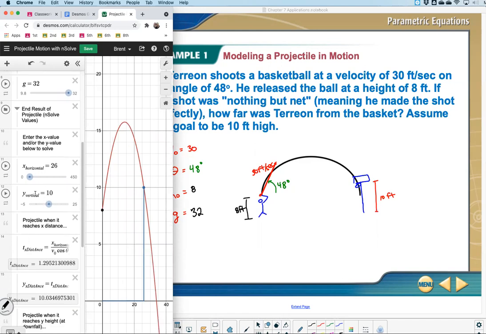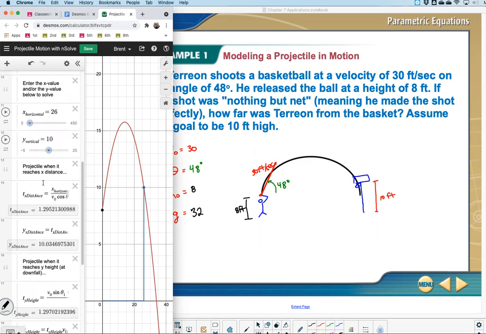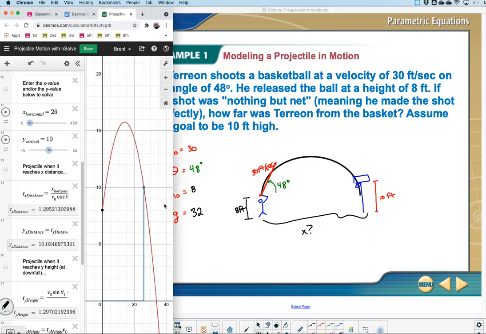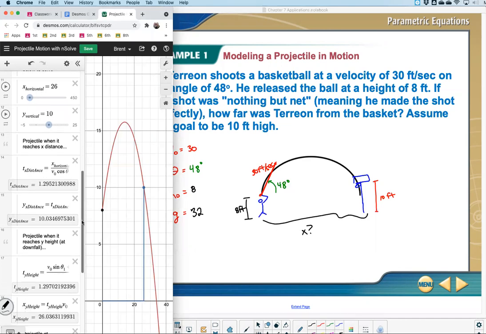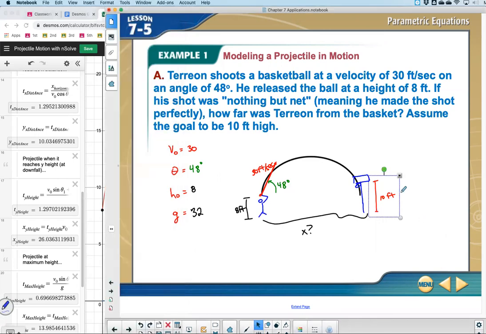But what you could do is, after you get y vertical to equal 10, in this folder, if you scroll down, you'll see that there are different options for solving. You could solve it after the projectile went a certain number of feet. Well, we don't know the number of feet. We're actually looking for how far away Terion was from the basketball goal. That's what we're trying to figure out, what is that distance? So I'm not going to look for a projectile when it reaches x distance because I don't know what x is. The next says projectile when it reaches y height. Now that's going to be the answer. We know that the y value is going to be 10 feet high. So we're going to solve for when this gets 10 feet high.